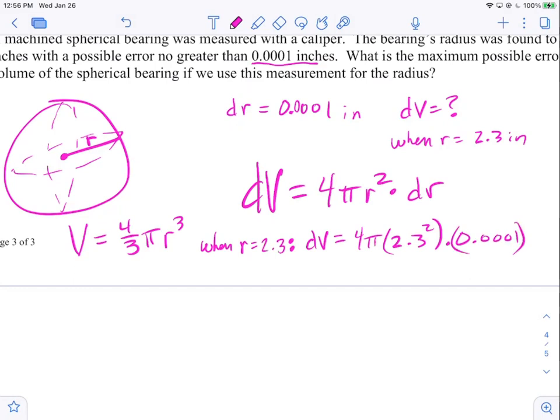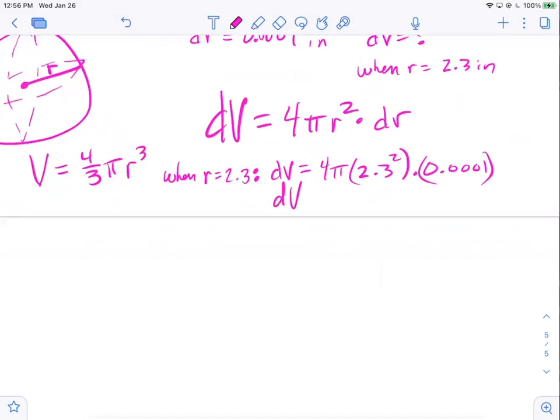0.0001. And if y'all are curious what that is, I got my handy dandy calculator right here. 4 pi times 2.3 squared times 0.0001, we get the differential of the volume to be 0.00664766101 cubic inches.